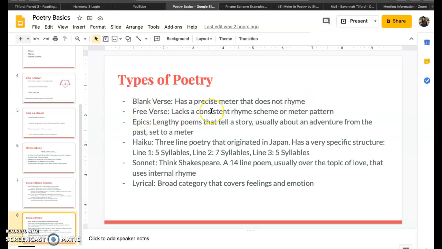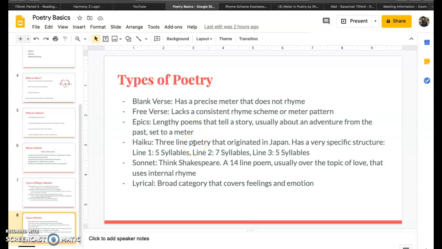Free verse lacks a consistent rhyme scheme, and there is no meter pattern. So free verse is just all over the place. Epics are lengthy poems that tell a story. They're usually about an adventure from the past, and what sets these apart from a short story or a novel is that they are set to a meter and they usually have a rhyme scheme.